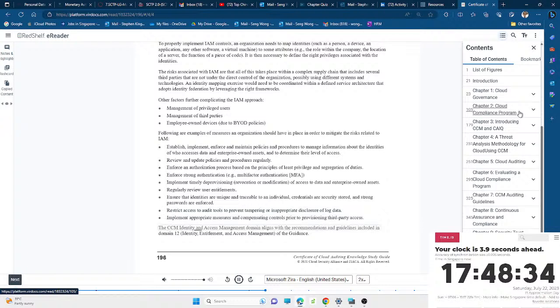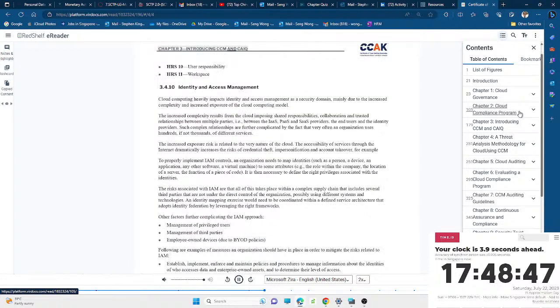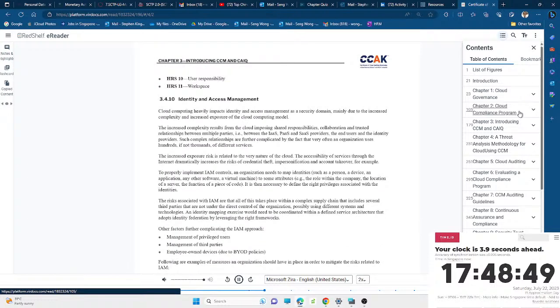The CCM Identity and Access Management domain aligns with the recommendations and guidelines included in Domain 12, Identity, Entitlement, and Access Management, of the Guidance. [196] Certificate of Cloud Auditing Knowledge Study Guide, Copyright 2021, Cloud Security Alliance and CCAK. All rights reserved. Chapter 3 Introducing CCM and CAIQ.